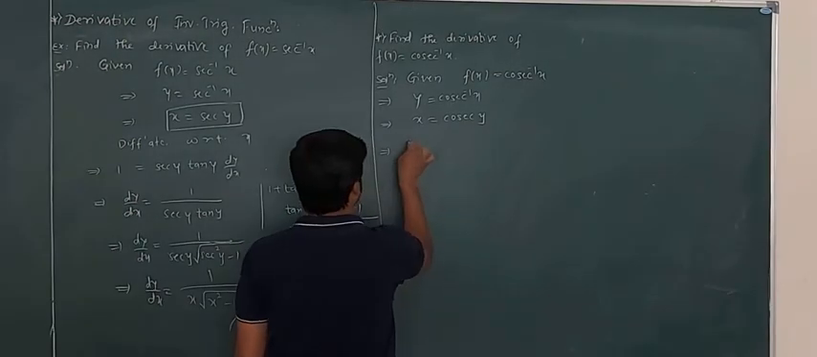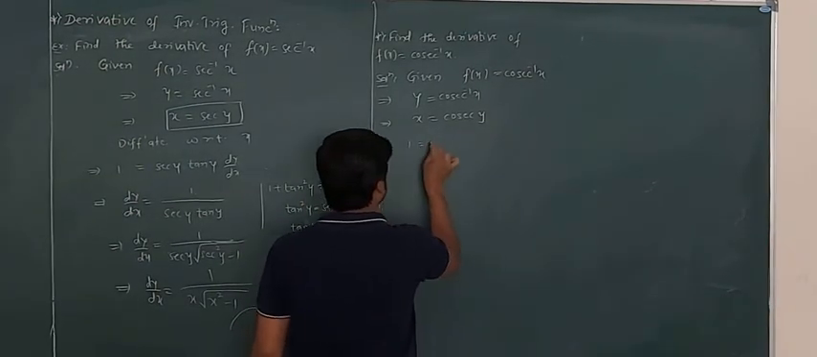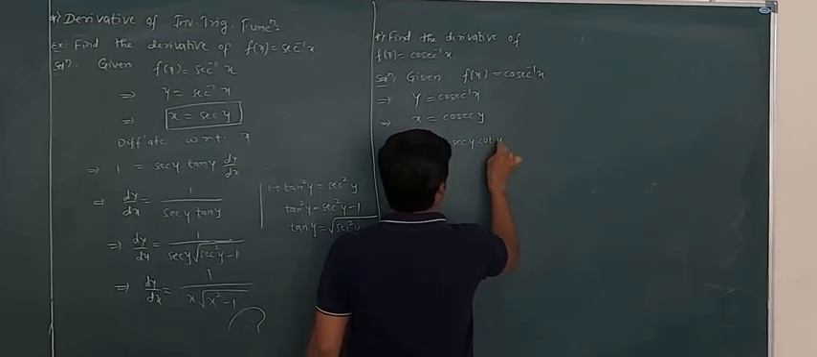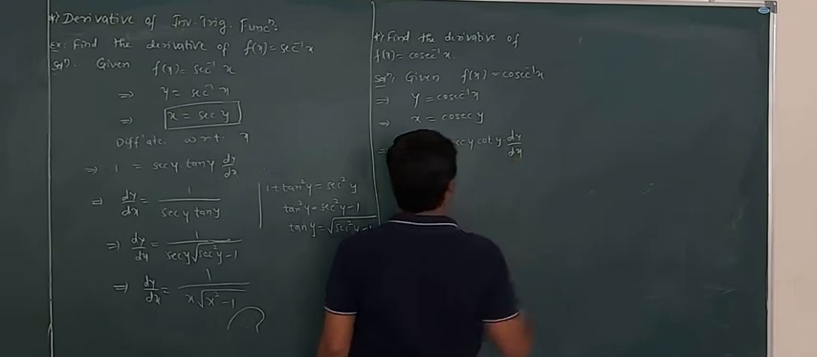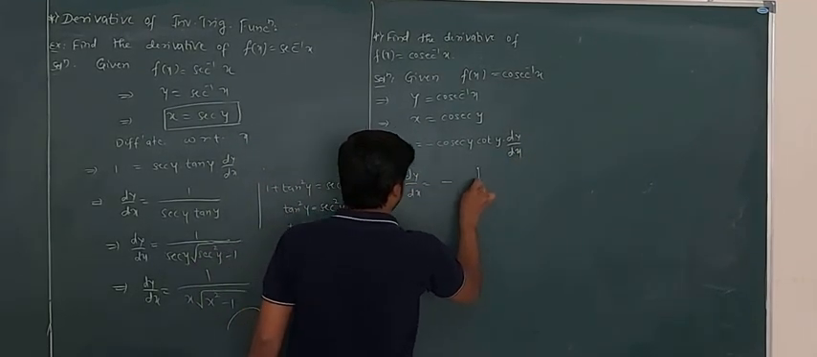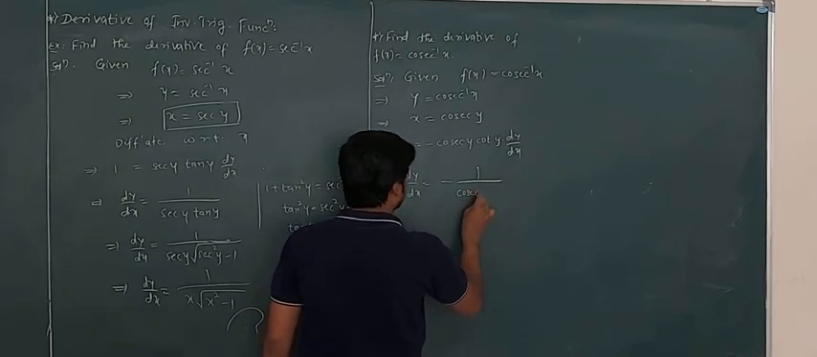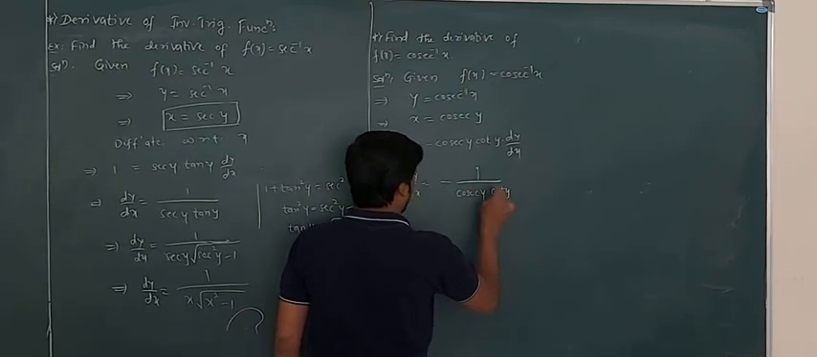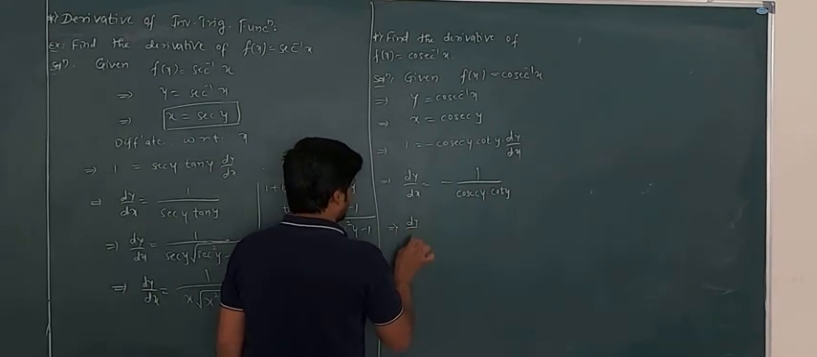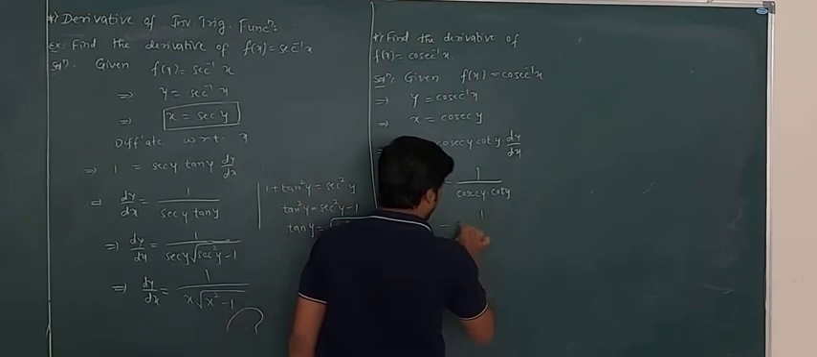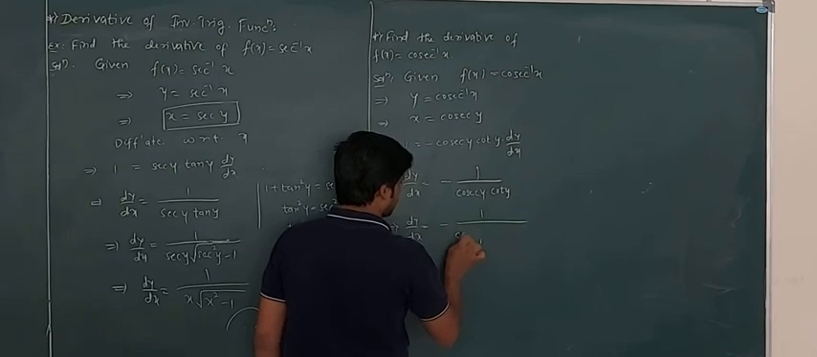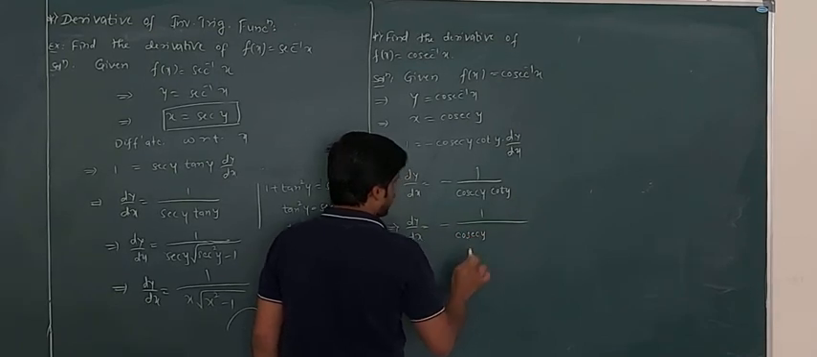So differentiation of x is 1 and differentiation of cosec y is minus cosec y into cot y into dy by dx. And so for dy by dx we get dy by dx is equal to minus 1 upon cosec y into cot y. Cosec y as it is.